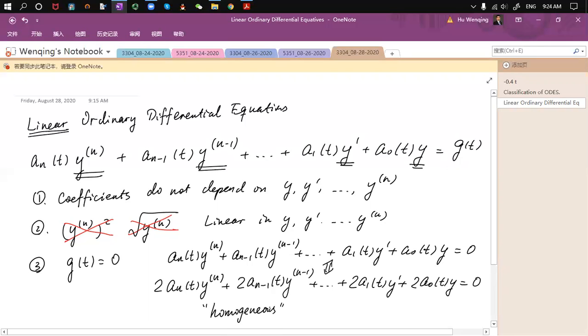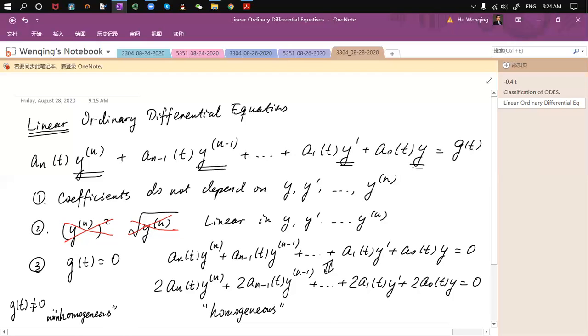Homogeneous is like in chemistry, where you have a homogeneous material. That means the material is invariant under any scaling, so spatial scaling or dilation of the spatial variable. So homogeneous is really the case that no matter what you multiply the equation by, it never changes the essence of the equation. That's called homogeneous. In contrast, if g(t) is non-zero, then it's called non-homogeneous.